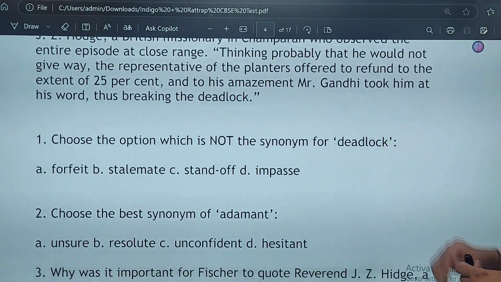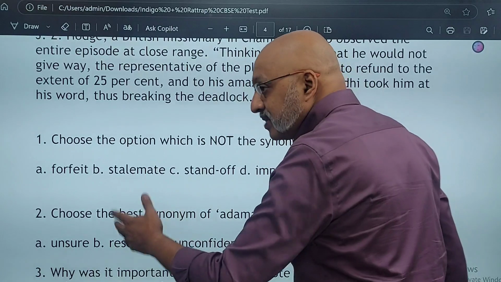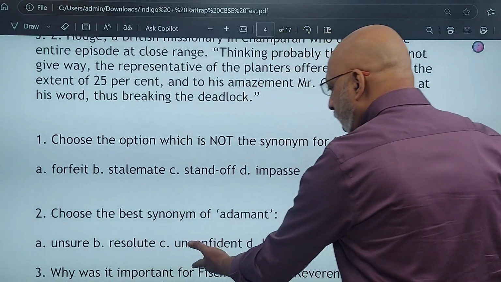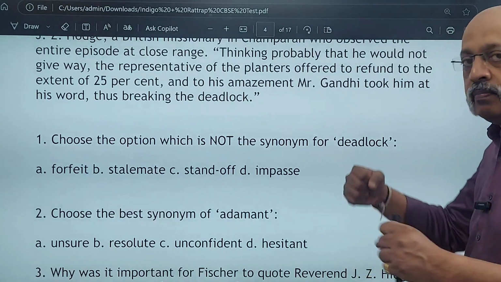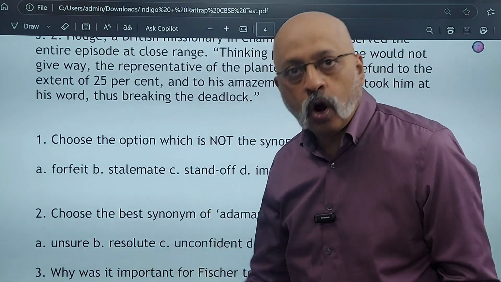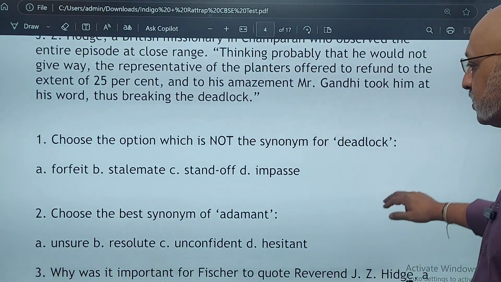Choose the best synonym of adamant. Is it unsure? Synonym means the same meaning. Resolute, unconfident, or hesitant. The correct answer is resolute. Adamant means stubborn, that I want this. So you are resolute in your demand for something.